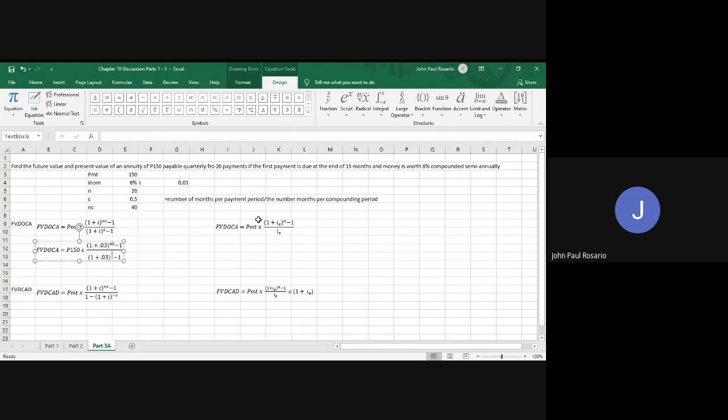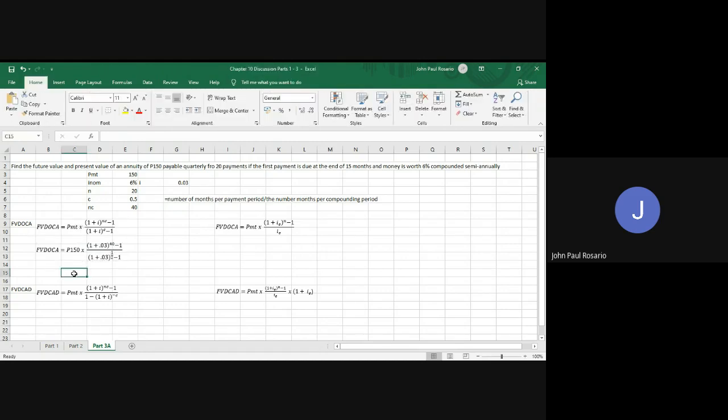Minus 1. Okay, so if we input this on our calculators, I hope your calculators are ready. If not, you can pause the video and get your calculator and proceed later on. That's 1.03 raised to the power of 1/2 minus 1. So we should get 22,788.78, which is, wait, what happened here? Why is it different? Wait a moment.